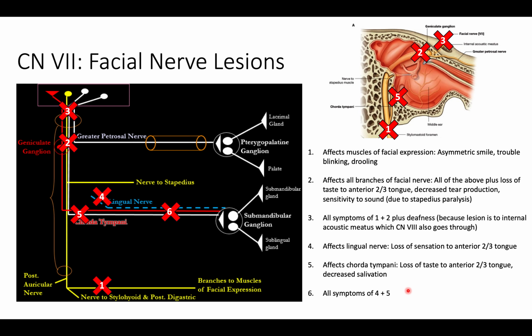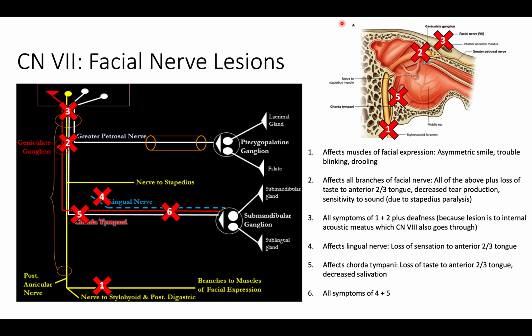So knowing the facial nerve is really important to be able to answer lesion questions. So if I were to lesion right here, I'm just lesioning out the branches of facial expression. So I'm going to have an asymmetric smile, trouble blinking, drooling. So it's just getting motor.